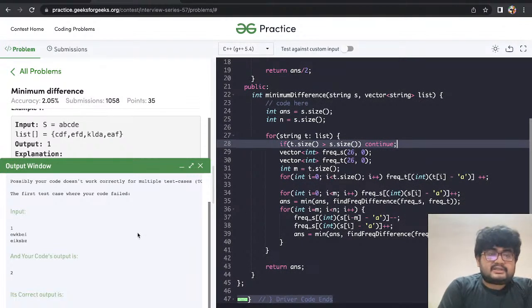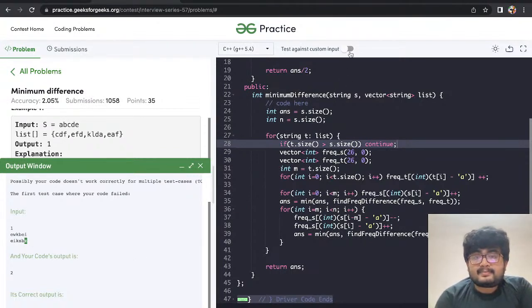No, this is not a glitch. This should be 3. Because W is not matching here, then K is matching, B is matching with this, E is not matching with anything, second E, and I is not matching with Z. So it should be 2. It should be 3 ideally, I believe, if I'm not calculating wrong.